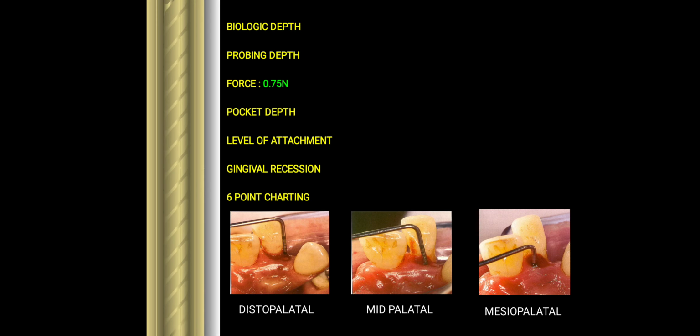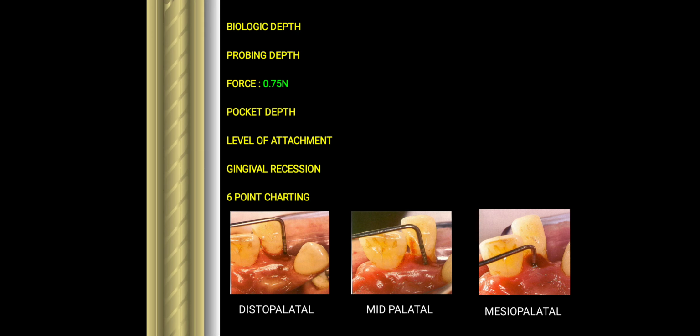In such cases, we have to measure the biological depth, the probing depth, at which force the bleeding on probing will occur. The normal force is 0.75 Newton. We have to record the pocket depth, the level of attachment, and whether gingival recession is present or not. 6-point charting will be done.